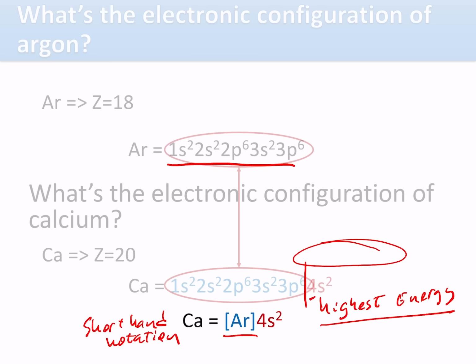Okay, this one is your full configuration, and when you put the noble gas within brackets, then that is the shorthand notation.